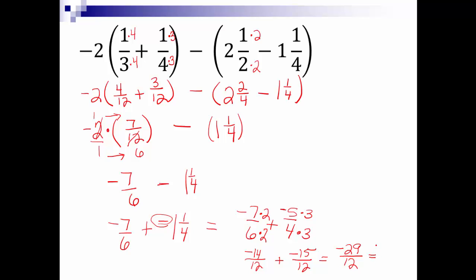And now how many times does 12 go into 29? Well, first of all, the answer will still be negative. 12 goes into 29 twice. 2 times 12 is 24, so we have 5 left over. Negative 2 and 5/12.